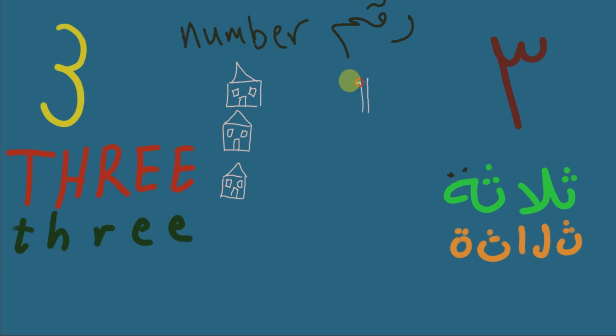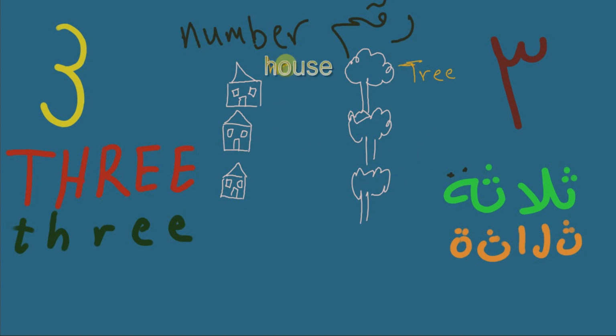Or you can have 3 trees. That's 1 tree. That's 2 trees. That's 3 trees. 1 tree, 2 trees, 3 trees. So this is tree, and this is house.